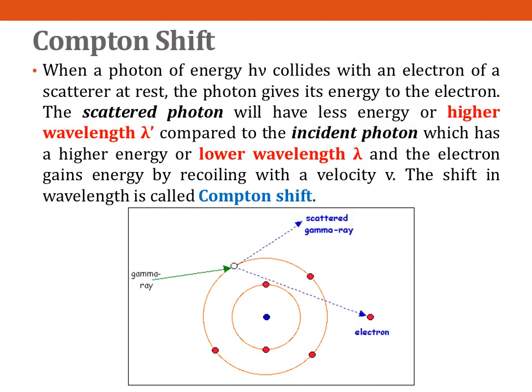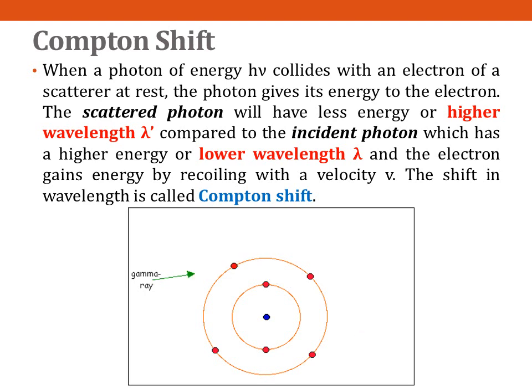As a result of the Compton effect, there is a scattering which takes place, and this scattering results in the presence of two types of radiation. One is called the unmodified radiation and the other is called the modified radiation. There is a difference in the wavelength of the unmodified and modified radiation which results in what is called the Compton shift.